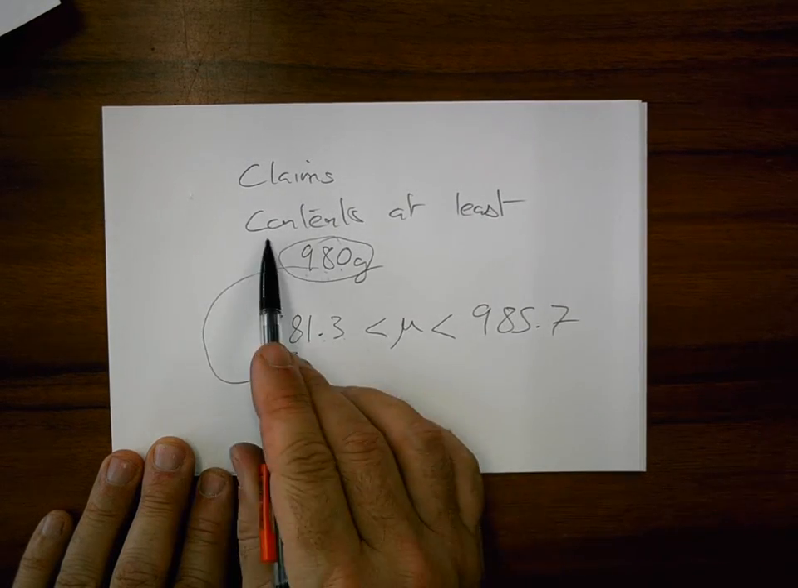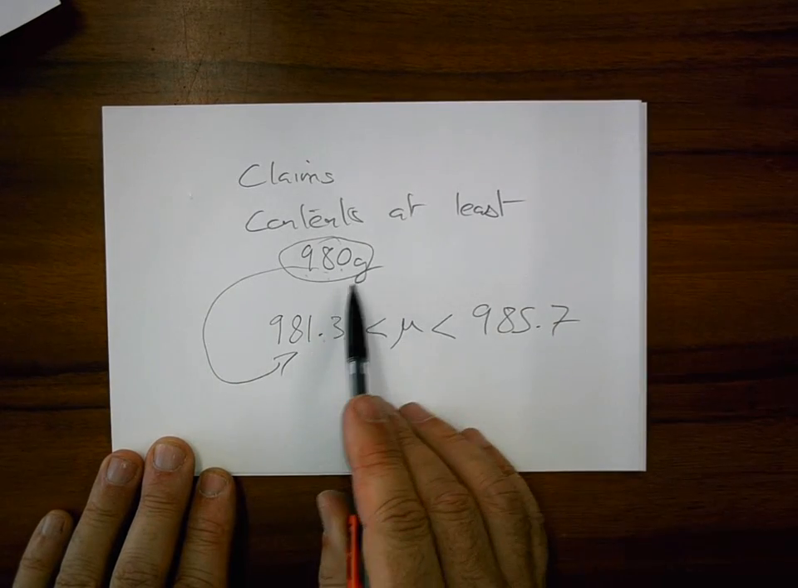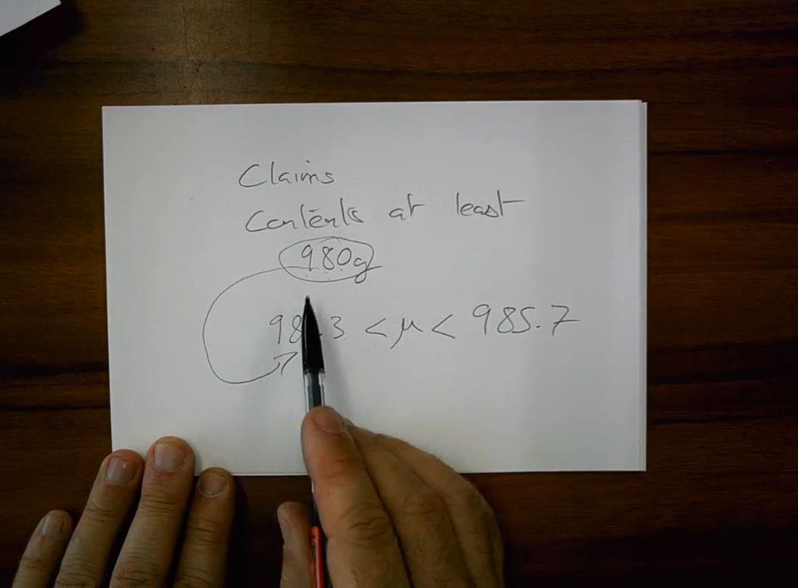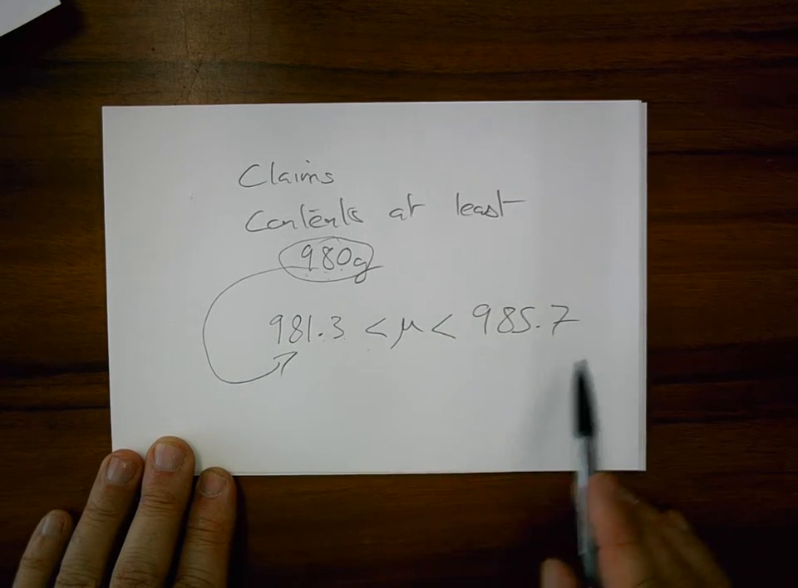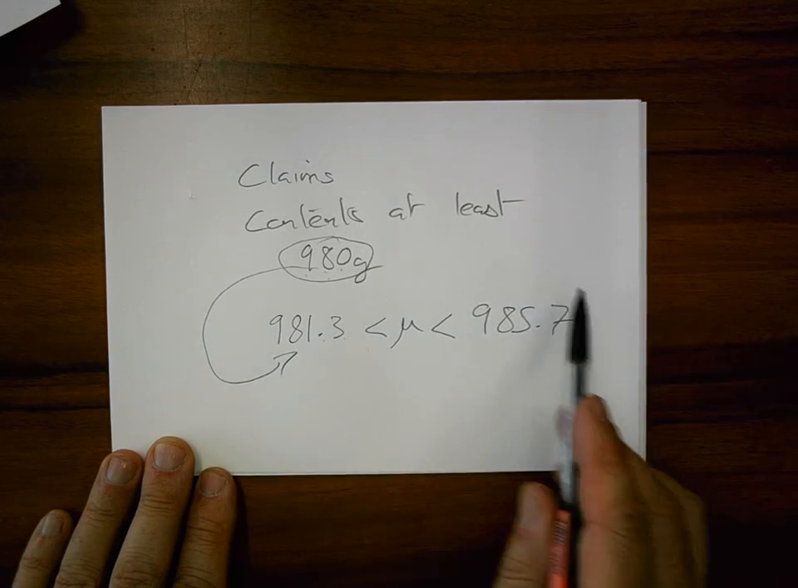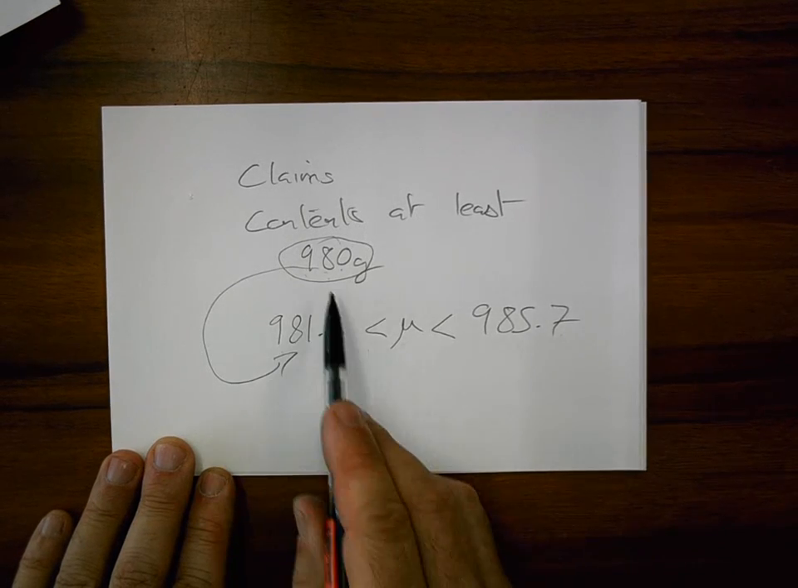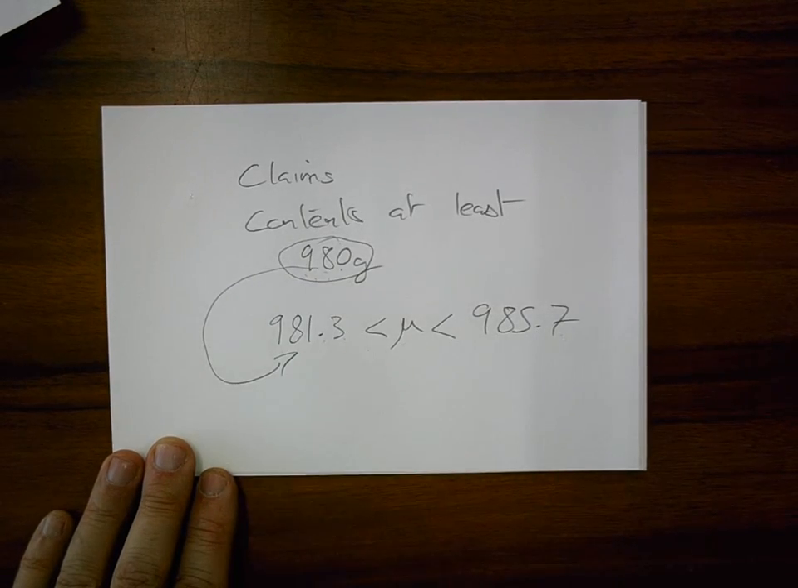Okay? Now if they said contents average 980, we would now say the claim is false. Because they've said at least, we would expect a sample to have a mean between here and here, which is greater than that, so this claim is justified.